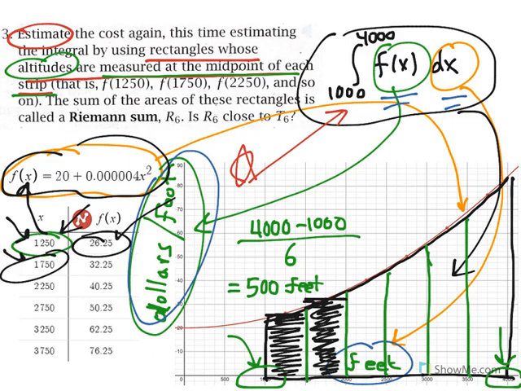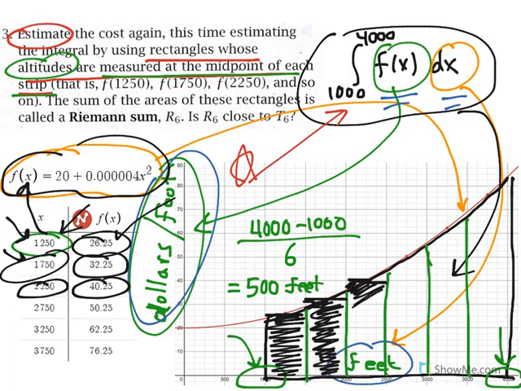And at the depth of 1,750, it would cost $32.25 to drill an additional foot. So the deeper you are, the more expensive it gets. So for the third rectangle, find the height at the midpoint of the subinterval at 2,250 feet. And at that depth, it would cost $40.25 to drill an additional foot.